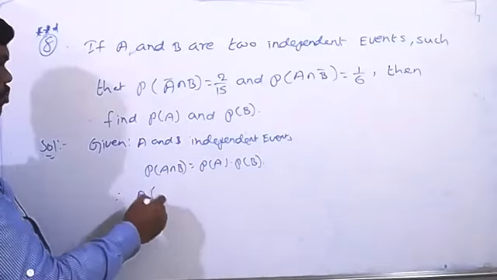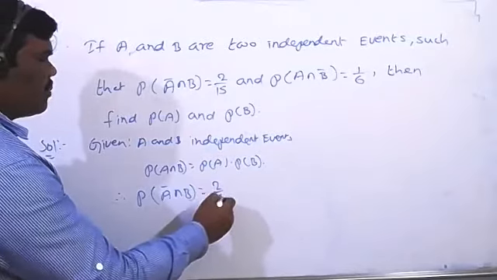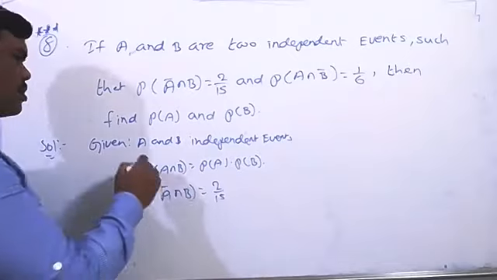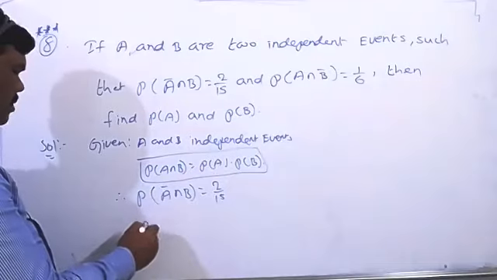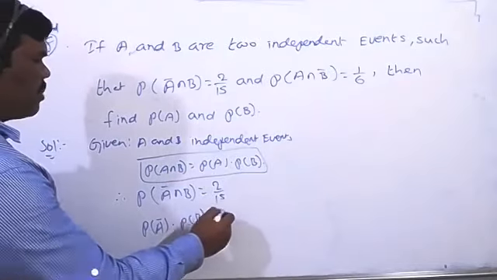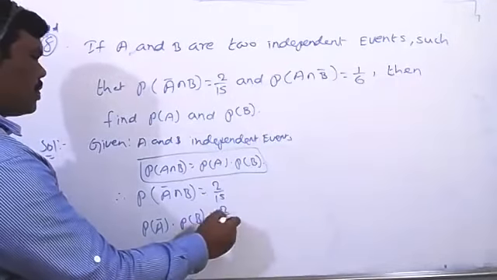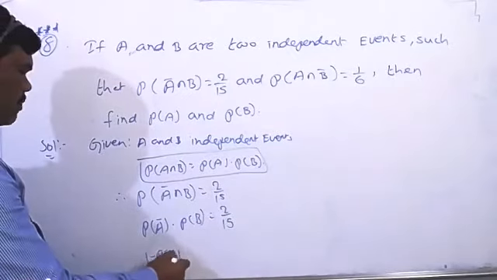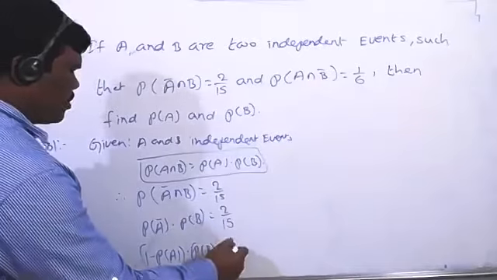So probability of not A intersection B is equal to 2 by 15, as they have given. Now, since A and B are independent events, we can apply this condition: probability of A intersection B equals probability of A into probability of B. The same here: probability of not A into probability of not B equals 2 by 15, because the two are independent events. What is the meaning of not A? It is 1 minus probability of A, so (1 minus P of A) into probability of B is equal to 2 by 15.